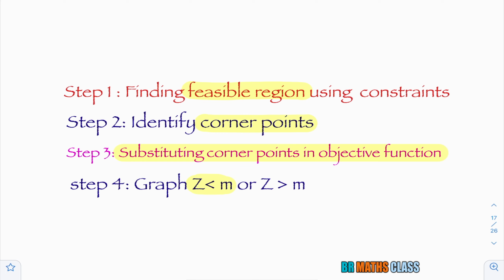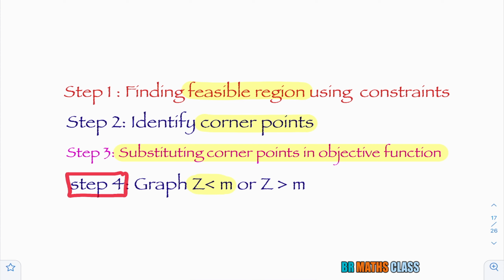While doing linear programming problems, when the feasible region is unbounded, we use these 4 steps to solve the problem. What is step 1? Identifying the feasible region by using constraints is step 1. Step 2: after identifying the feasible region, you need to find the corner points from the feasible region. Step 3: after finding the corner points, you substitute them in the objective function to get the corner point table. After getting the corner point table, step 4.